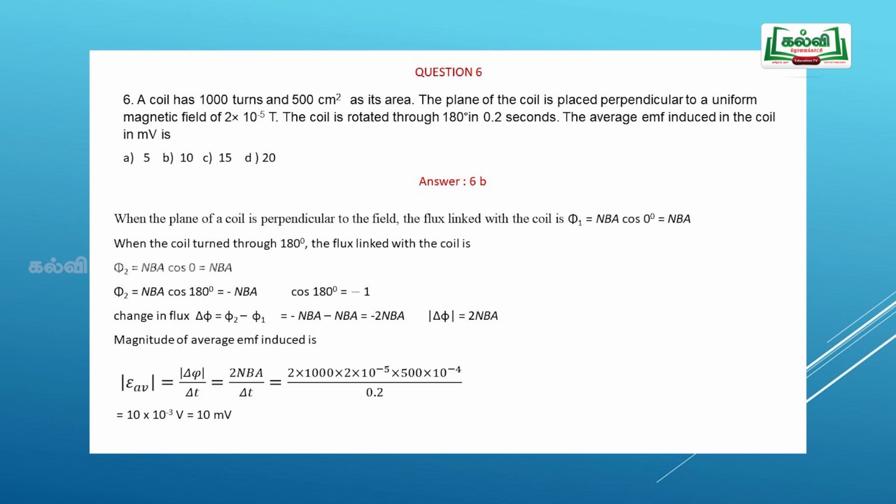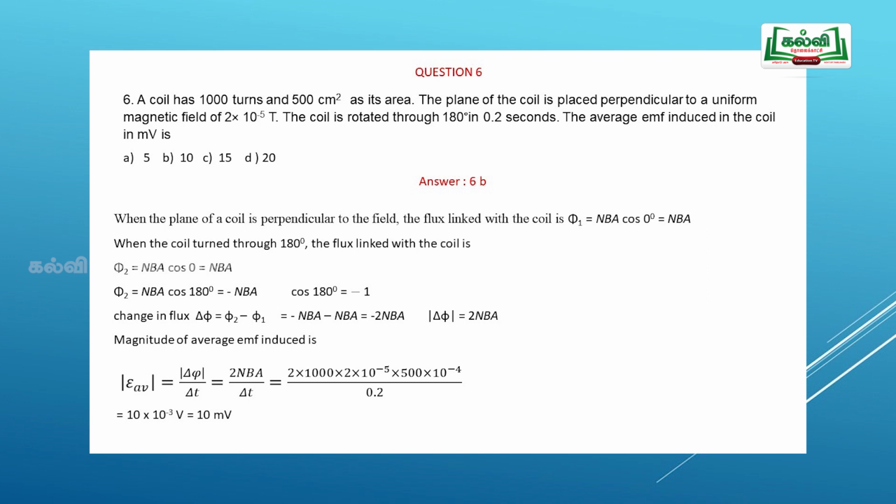Now in this case cos theta is changed, B is fixed. If the number of turns is N, then you have to take it as NBA cos theta. Initially it is NBA cos 0, which is NBA. Then as it is rotated through 180 degrees, it is NBA cos 180, and cos 180 is minus 1, so minus NBA. Then what is the change in flux? Phi 2 minus phi 1, which is minus NBA minus NBA, that is minus 2NBA.